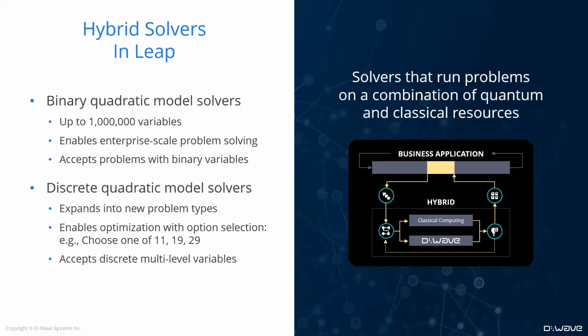We've also included a new hybrid solver called a discrete quadratic model solver. This allows things beyond binary variables. Think about dice rather than a coin flip. So you can actually now optimize choices such as choose one of 11, 19, or 29, or choose one color of red, green, or yellow. This is going to allow discrete multi-level variables, and that's going to be really important for some applications where the context is one from a set of choices. And it'll allow you to formulate your problem for quantum computers in a way that's closer to the way the problem exists in the real world. And that's really what this is about.